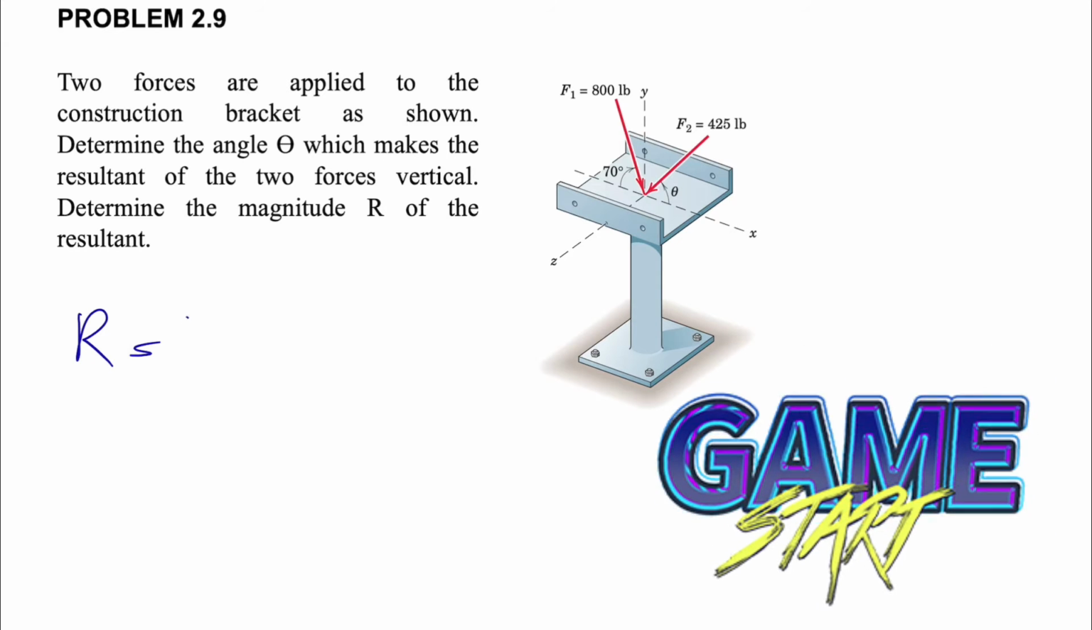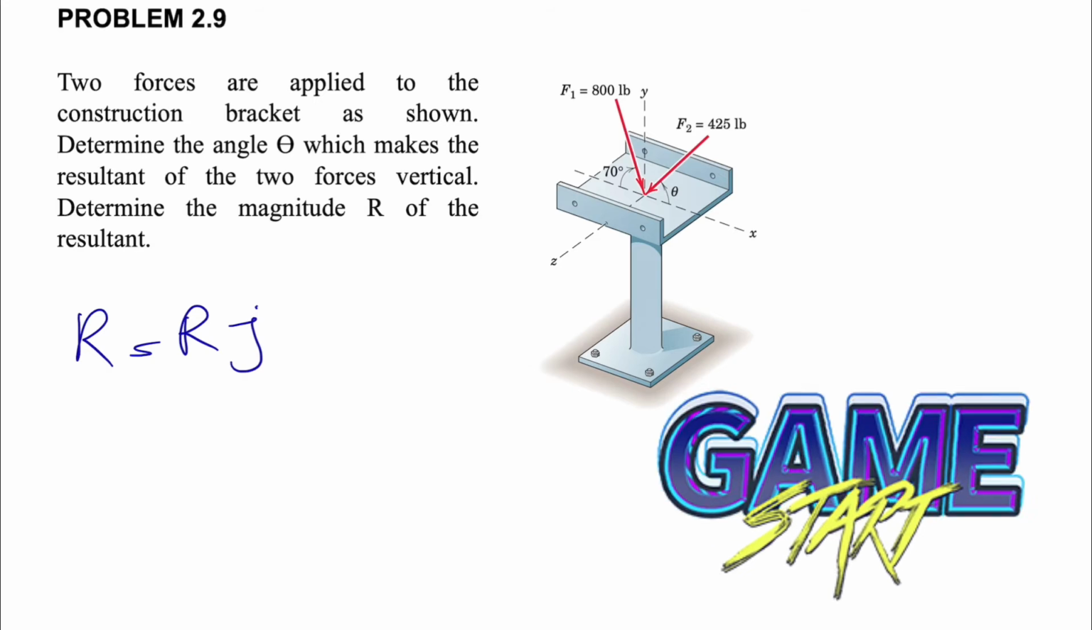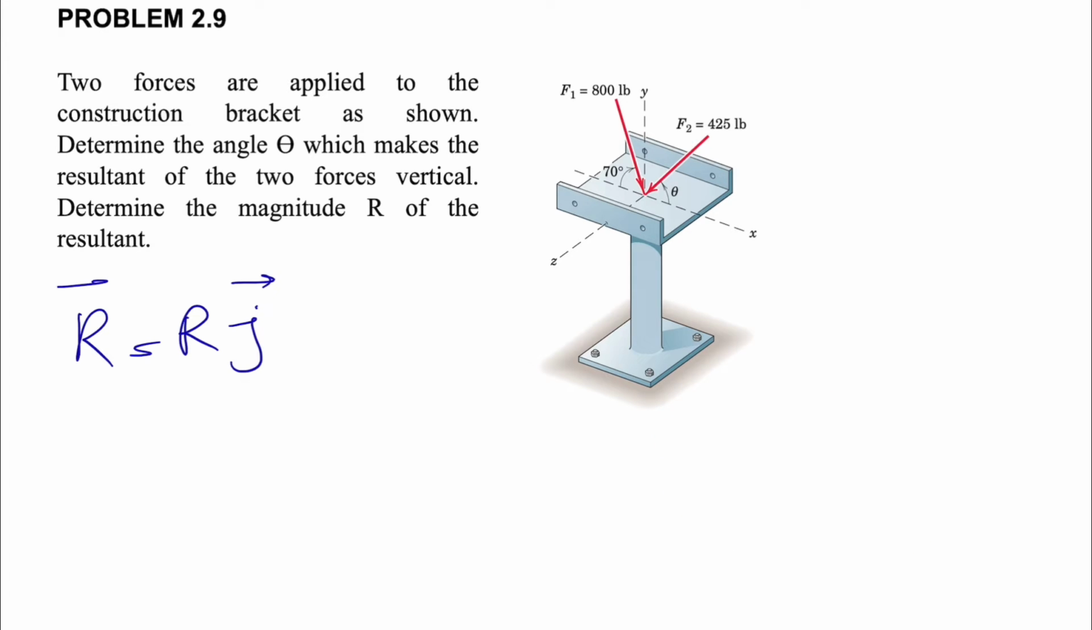So as we can see, these two forces have both x and y components. And since they are only in the xy plane, there is no z component. What we know from the question is that the resultant at the end has to only have a j component, which means there wouldn't be any x for the resultant.